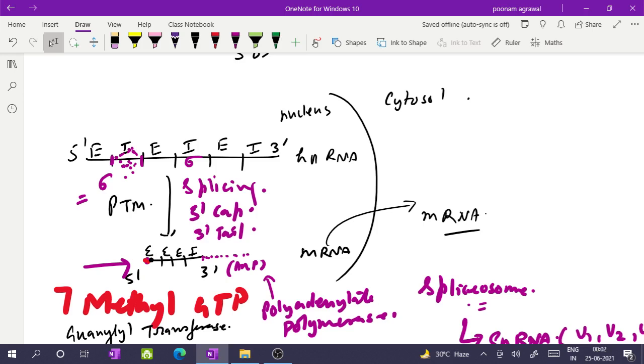In prokaryotes, we do not have any such post-transcriptional modification. The mRNA, as I have told you in the previous lecture, all the types of RNA are synthesized as a common precursor in prokaryotes, and the translation begins as soon as they are synthesized. There is no time for post-transcriptional modification in prokaryotes, but in eukaryotes we have a proper post-transcriptional modification which is going to utilize a lot of time and energy in the cell.